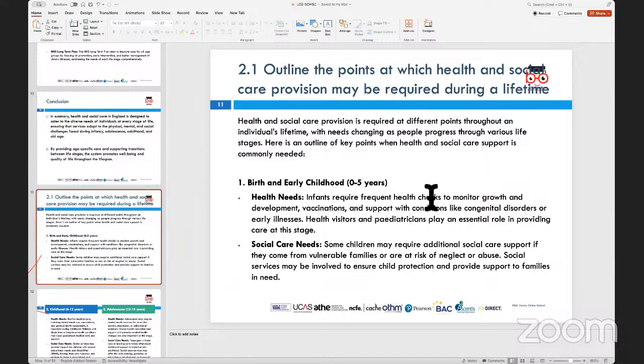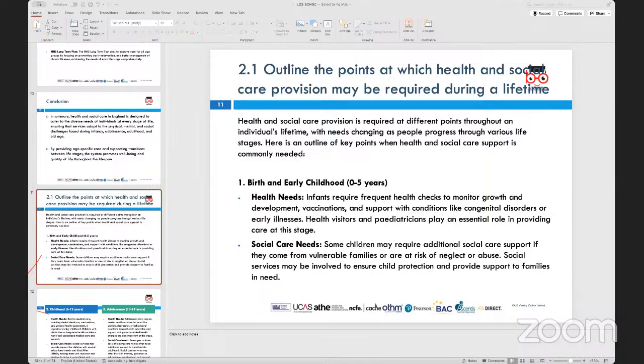So let's go into some of the assessment criteria now, which is to look at the first one, which is outlining the points at which health and social care provision may be required during lifetime. Here, what we need to be able to do is look at detailing what kind of services or support we get when we are going through, for example, the 6 different stages that we are talking about.